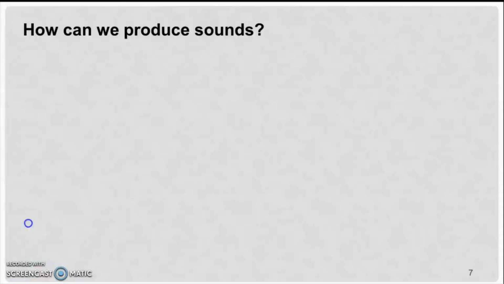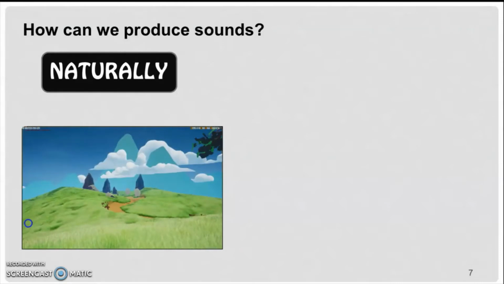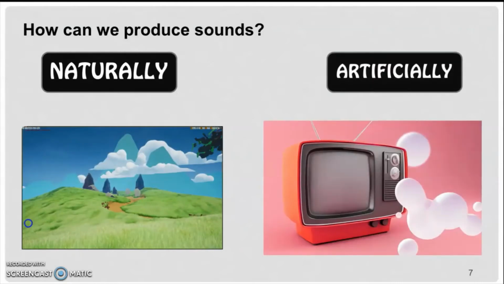How can we produce sounds? Sounds can be produced naturally or artificially. Natural sounds can be heard from living things like animals and plants, as well as the environment. Examples of this are the sounds from animals, rustling of leaves, blowing wind, and raindrops. On the other hand, artificial or man-made sounds include the sounds from musical instruments, airplanes, cars, television, and music players.